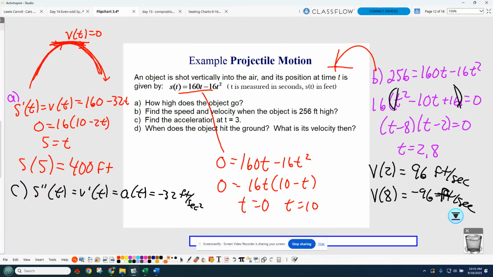What is the velocity then? Okay, here's my velocity equation. Plugging in, it looks like negative 160 feet per second is when it comes screaming to the ground.